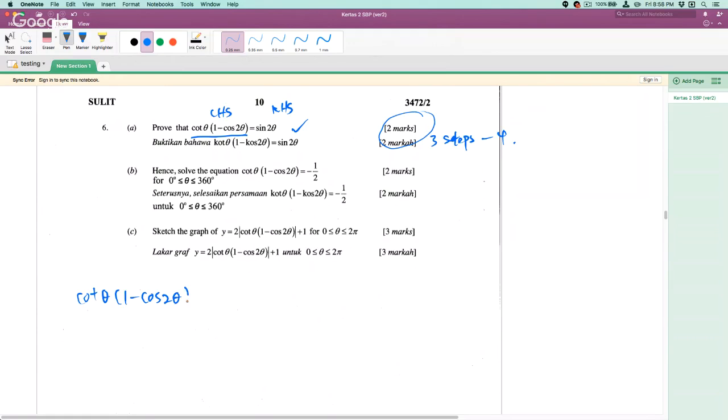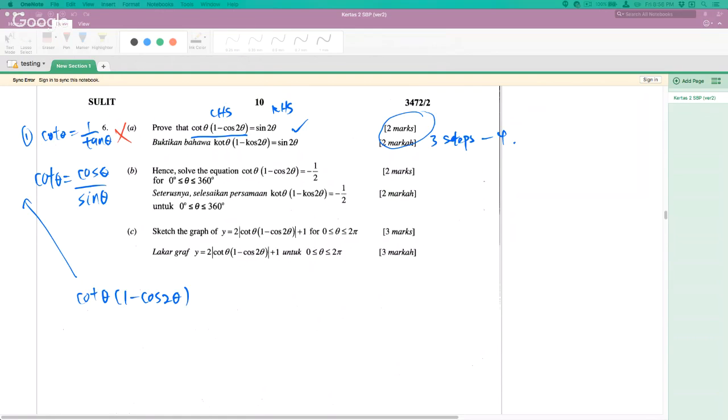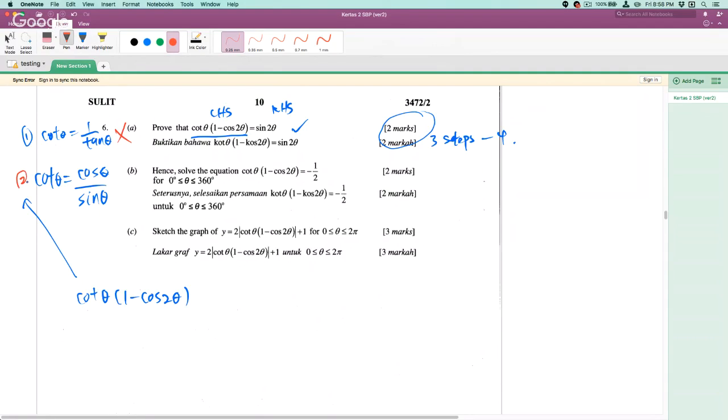For cotangent theta over here, you have 2 choices. One, cotangent theta equals 1 over tangent. The other, cotangent theta equals cos theta over sine theta. In this case, very obviously, tangent is not going to help us do anything. So I will not choose the first choice. I will go with the second choice and change my cotangent into cos theta over sine theta.